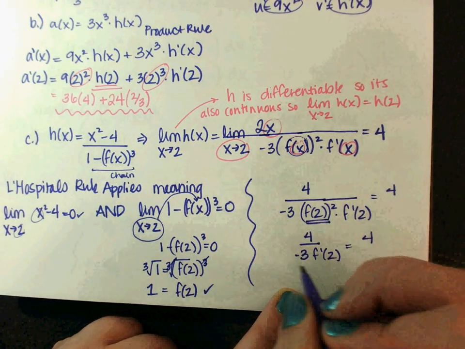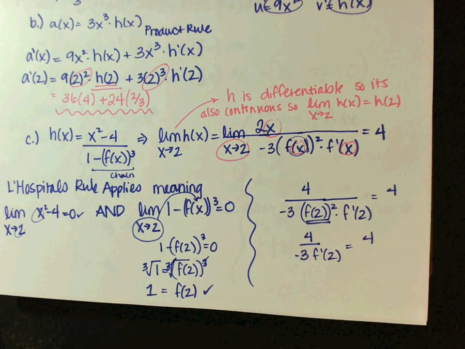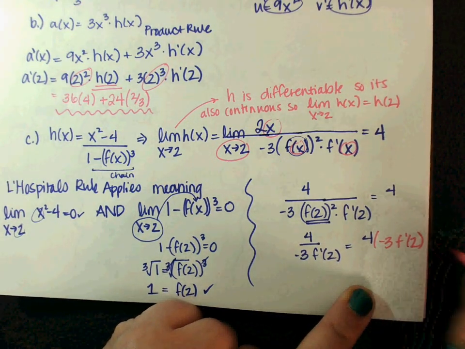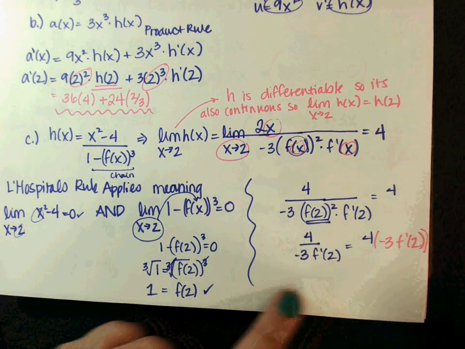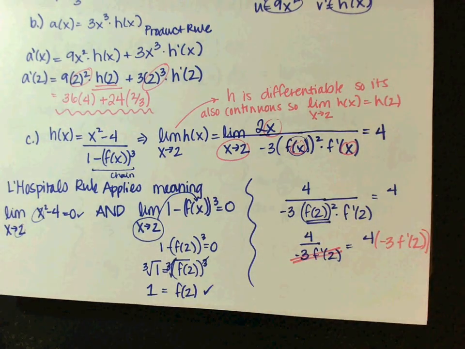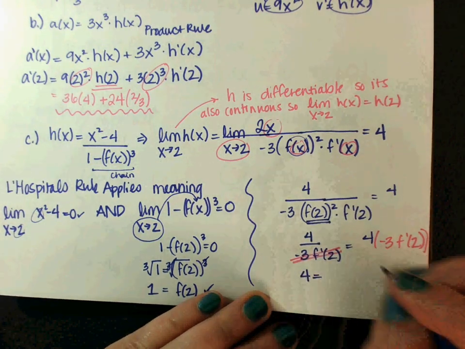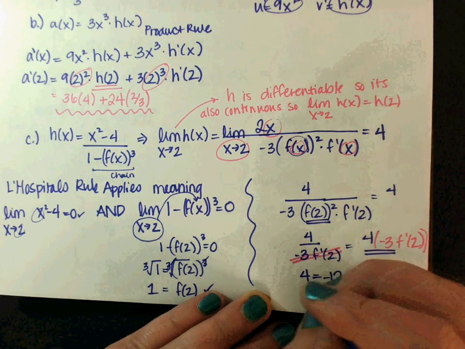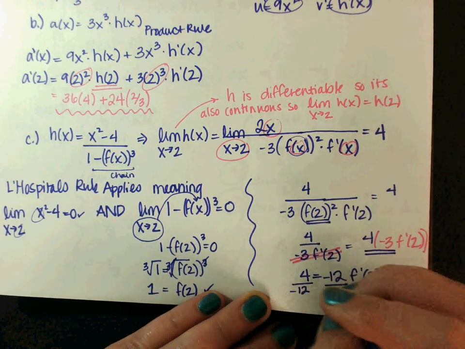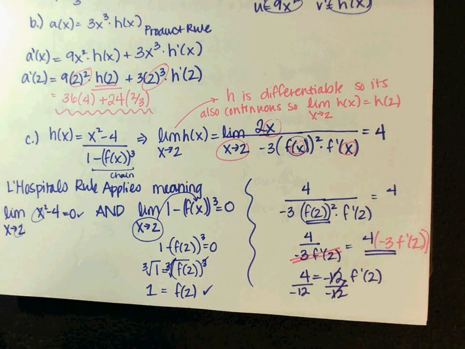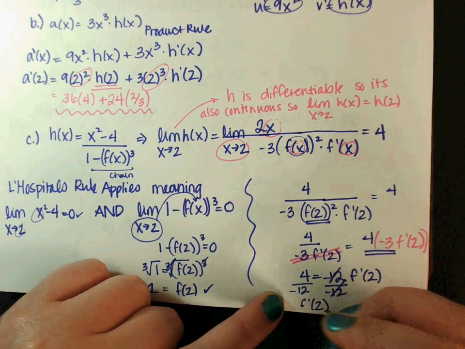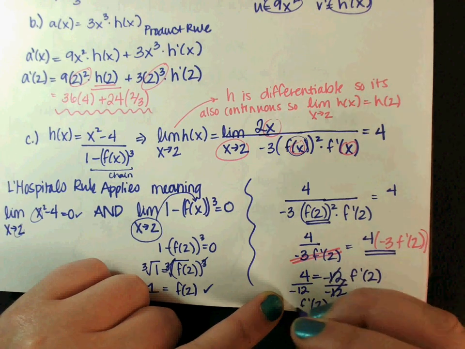Then from there, I'm going to multiply this term over to the other side. So I'm going to have a negative 3 f prime of 2 to cross that off the bottom. Then I have 4 equals 4 times negative 3, which is negative 12 f prime of 2. And then I'm going to divide by negative 12 on both sides to solve. So I get that f prime of 2 equals negative 1/3.